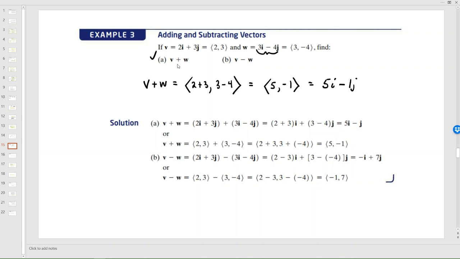Okay, so that's part A. Let's take a look at B. We're going to take v minus w. Okay, so I'm going to take v, subtract that 3, so that's the 2 minus the 3. Now I'm going to take the 3 minus the negative 4. Okay, so we'd end up with a vector ⟨-1, 7⟩. Alternatively, we could write that as negative i plus 7j.